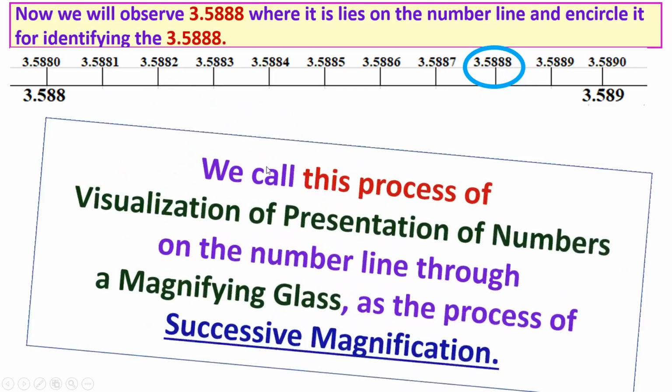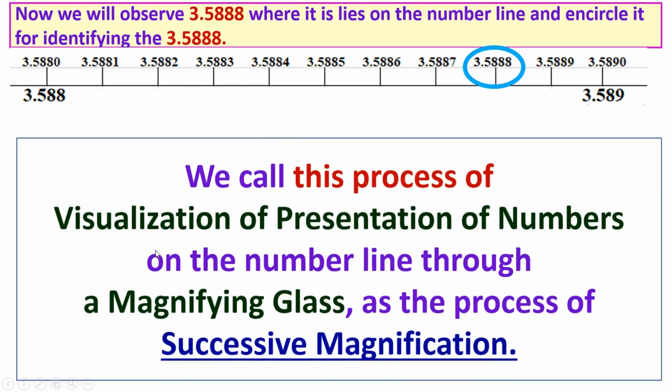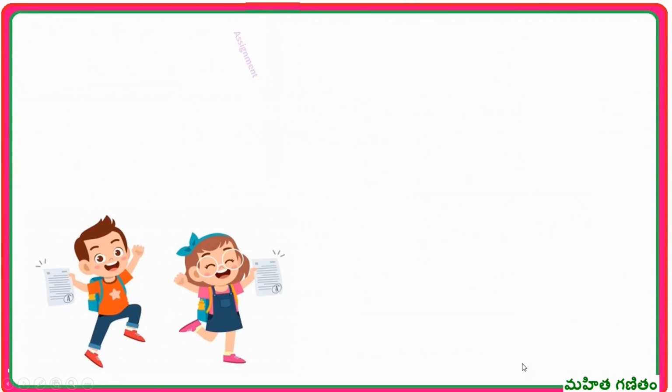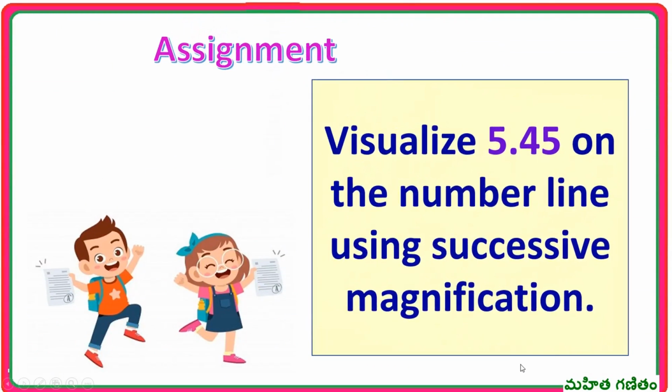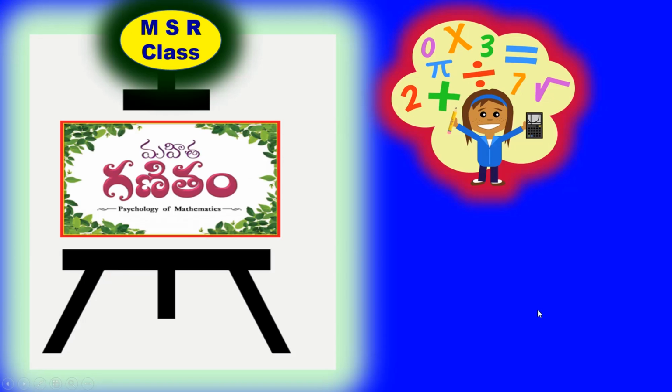We call this process of visualization of presentation of numbers on the number line through a magnifying glass the process of successive magnification. Take one small assignment for you. Visualize 5.45 on the number line using successive magnification. Thank you.